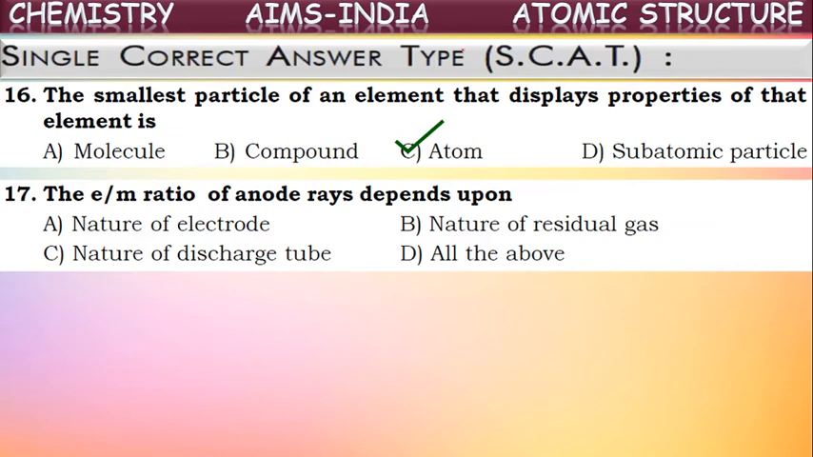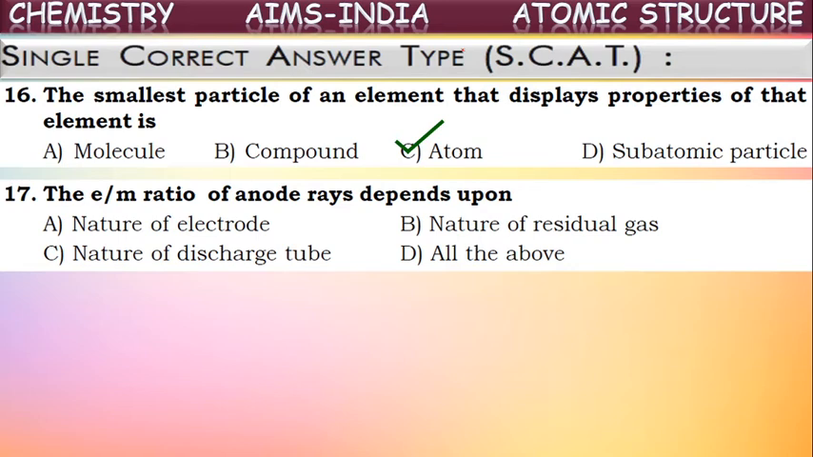Next, the e by m ratio of anode rays depends on what? What are these anode rays? Goldstein discovered these anode rays with the same kind of experiment which was performed by J. J. Thomson in the discovery of cathode rays. But he used a screen behind the cathode. So he observed that some particles are emitted from the anode side and pass towards the cathode side. So he called these rays anode rays, positive rays, because they move towards the negative electrode.